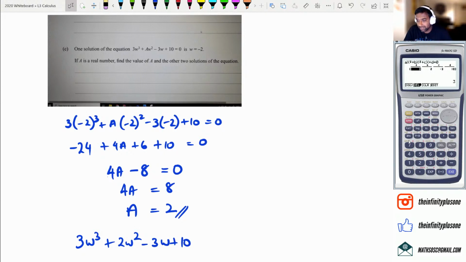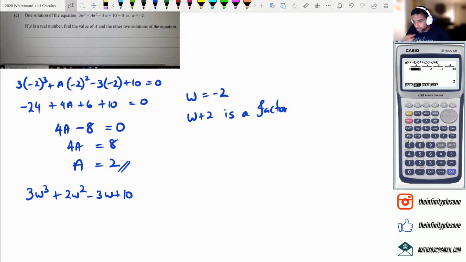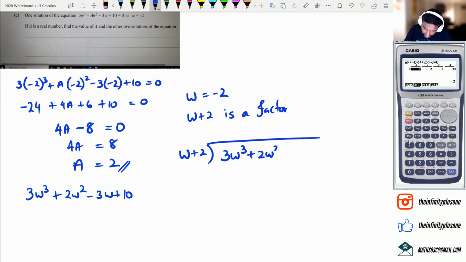But since we've got time to kill and we actually want to know how to do this the long method, so the long method is this. First thing is this: if w equals -2 is a solution, then we can say w plus 2 is a factor. So one root is, well, not one root, it's one factor. Root is the solution. So then what we have got to do is w plus 2 and long division of 3w cubed plus 2w squared minus 3w plus 10.